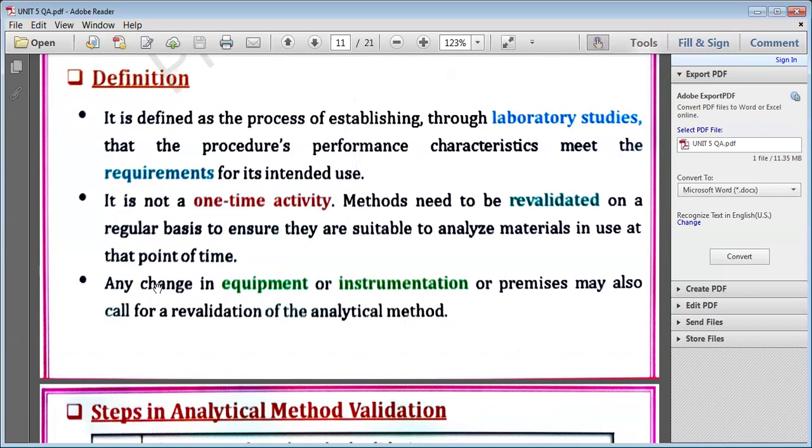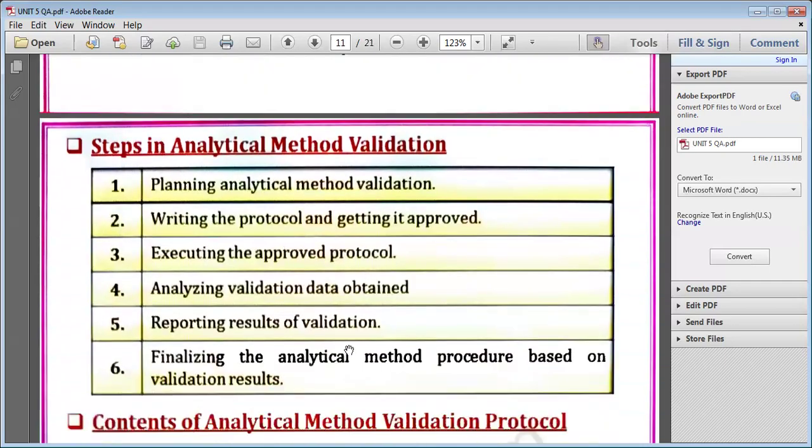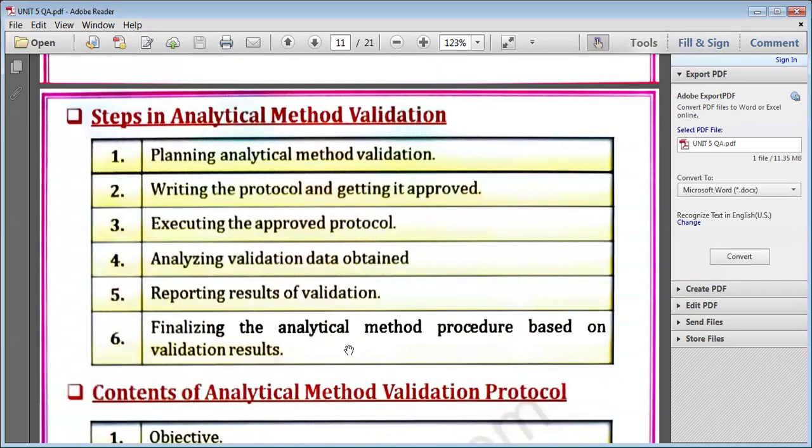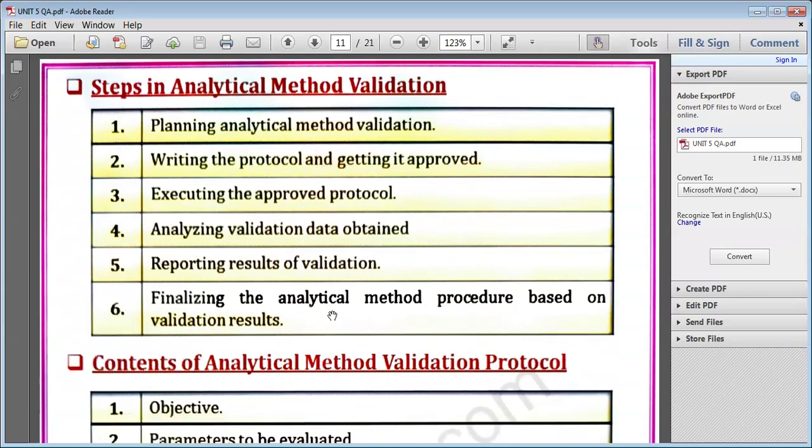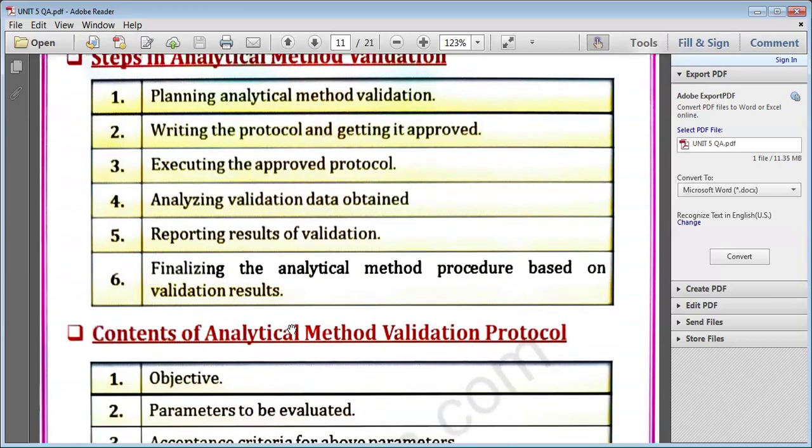And any changes in equipment or instrumentation or premises may also call for the revalidation of analytical methods. So the steps in analytical method validation are: planning the analytical method validation, writing the protocol and getting it approved, executing the approved protocol, analyzing the validation data obtained and reporting the results in an appropriate format, and finalizing the analytical method procedure based on validation results.